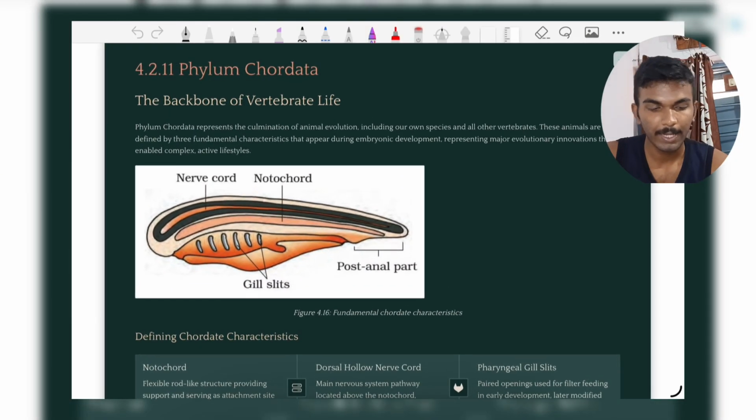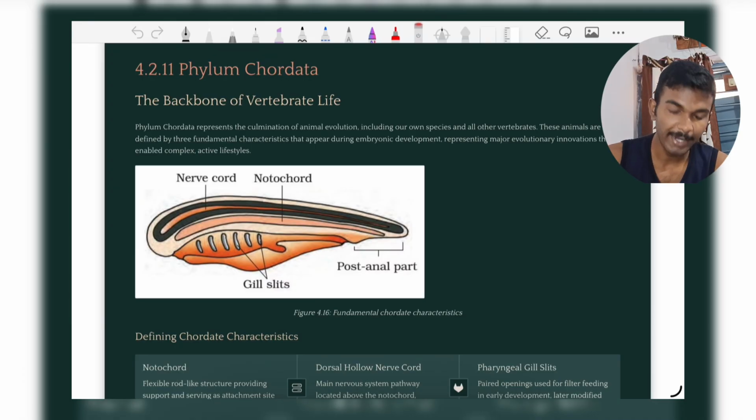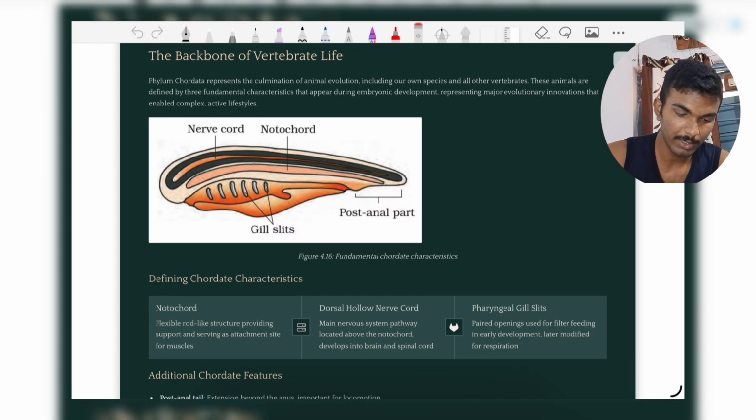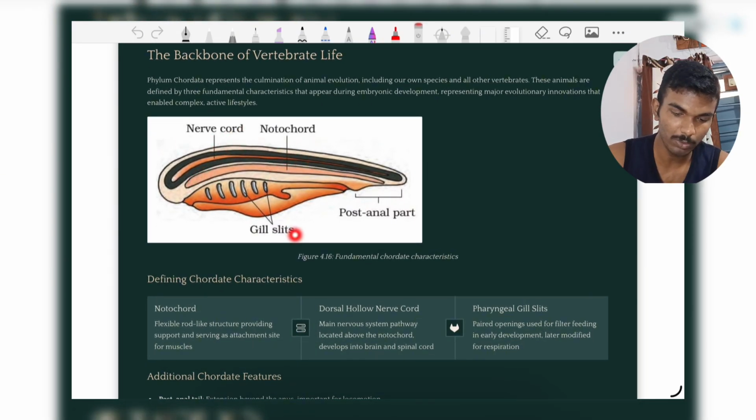Phylum Chordata, the backbone of vertebrate life. Phylum Chordata represents the culmination of animal evolution, including our own species and all other vertebrates. These animals are defined by 3 fundamental characteristics that appear during embryonic development, representing major evolutionary innovations that enabled complex and active lifestyles. Nerve cord, notochord, gill slit, post-anal part.